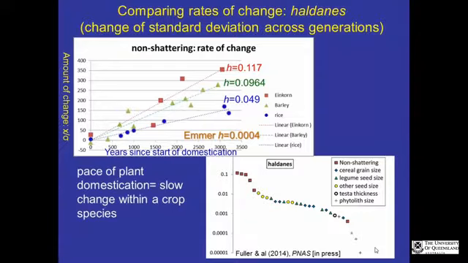So there's something similar. I think we're still at the stage of just trying to gather this data, and now we can start to think about what it means. But it does suggest that domestication was slow, but similarly slow in different parts of the world.